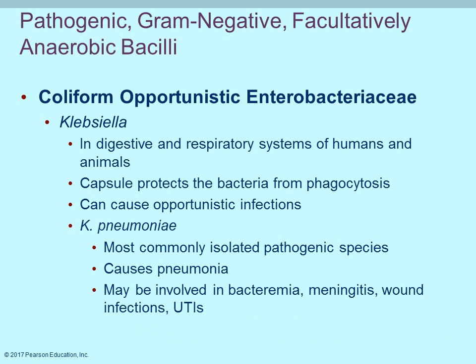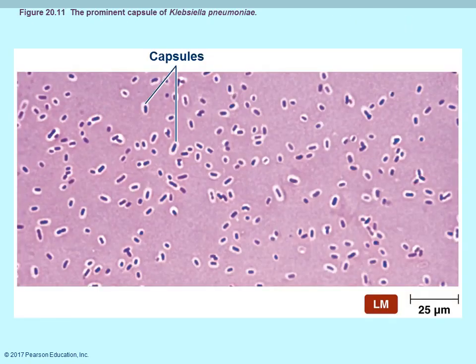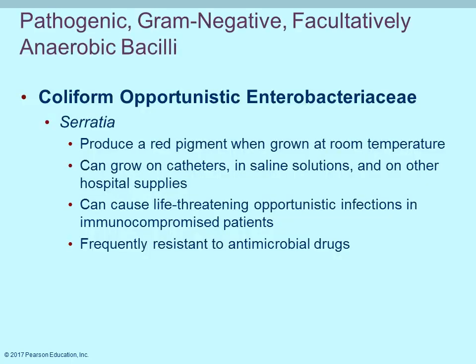Klebsiella is in the digestive and respiratory system of humans. It has a capsule around it that does help to protect it from being engulfed by phagocytosis. It can also be opportunistic. If it goes in the lungs, it can cause a form of pneumonia. If it's in the urinary tract, it can cause urinary tract infections. It can cause a form of meningitis. This slide shows the bacteria, the Klebsiella pneumoniae, that has that capsule, that white around the cell. That's the capsule. That's a protective thing for the bacteria.